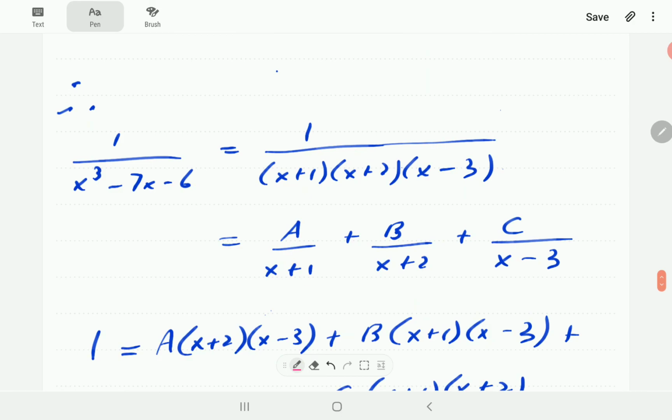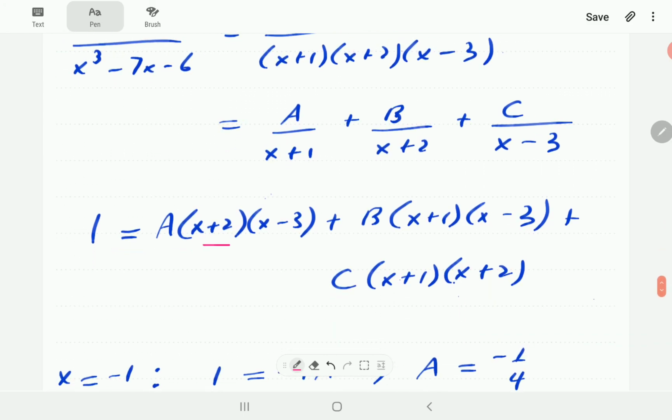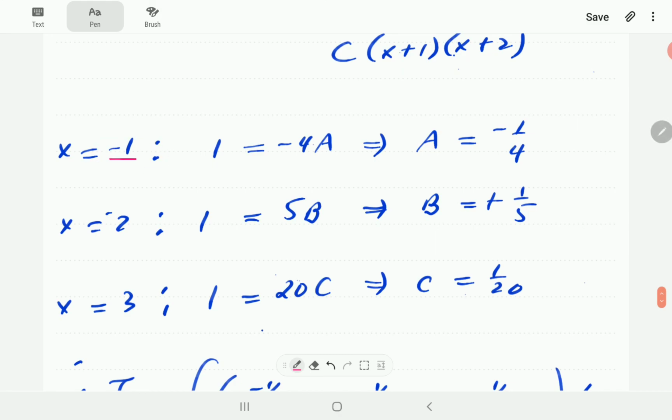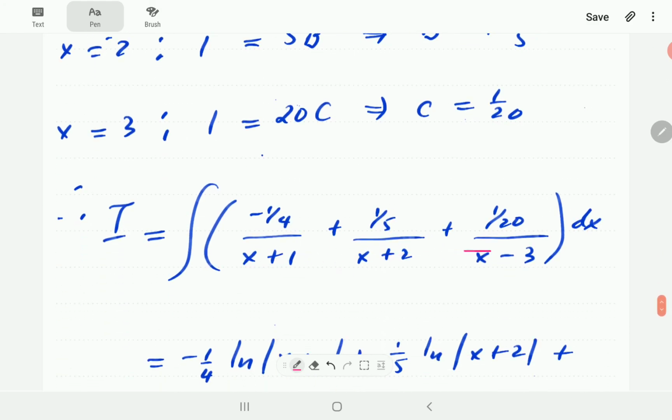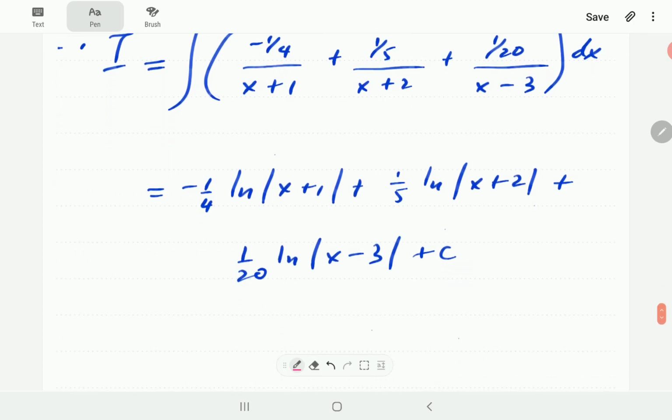And then decomposing this into partial fractions, these are going to be the three partial fractions we have. Clearing the fractions gives us this setup here. And then so we're going to plug in the roots. We've got -1, -2, and 3. So those ones give us respectively a is -1/4, b is -1/5, c is 1 over 20. And so our expression is going to look like this in terms of the partial fractions, and then that integrates to give those terms there.